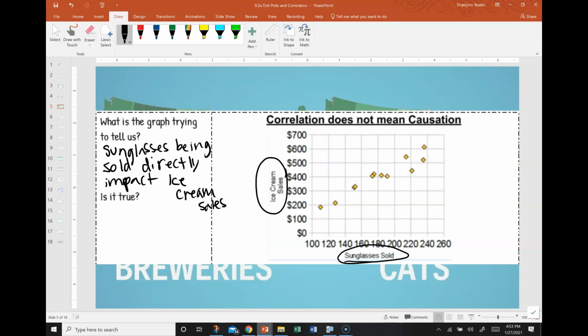So let me ask you something. At a ski resort, and let's say their sunglasses sales increased, would they necessarily, and it's a blizzard outside, would they necessarily see an increase in ice cream sales that day? No, they wouldn't. So no, this is actually not true. But generally, sunglasses sales and ice cream sales will increase because the sun is out and it's hot. The sun is out, people want to wear sunglasses. It's hot, people want ice cream.